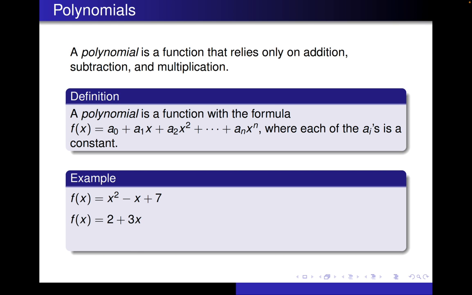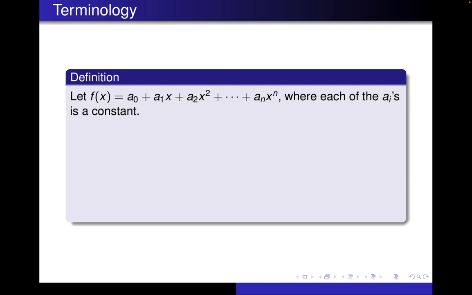Here's another one that doesn't look very polynomial-y. It's a linear function, but it is a polynomial because you could think of that as the constant 2 plus 3 times x to the 1. So x is the same as x to the 1. And here's another super boring polynomial. That's just f of x equals 2. That's a constant polynomial. You could think of that as 2 times x to the 0. So the highest power of x is x to the 0, because remember, any number to the 0 is equal to 1.